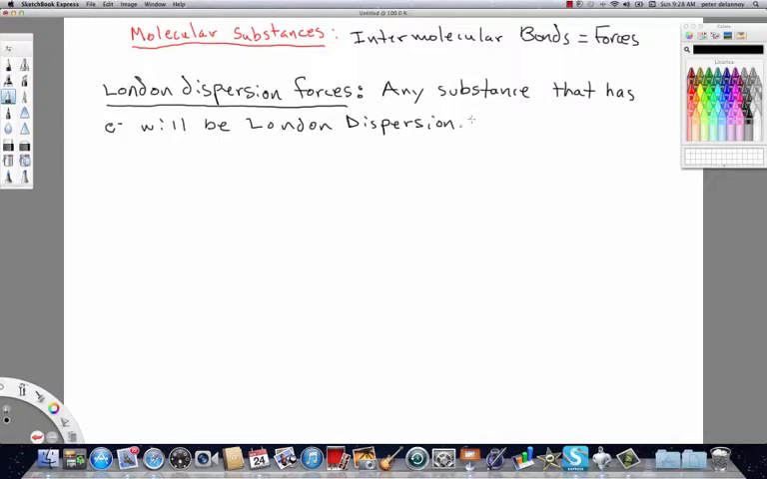I'm going to abbreviate. Let me go ahead and put that in here so there's no confusion. I'm going to abbreviate London dispersion as LD. All right, so LD forces happen due to the random movement of electrons.